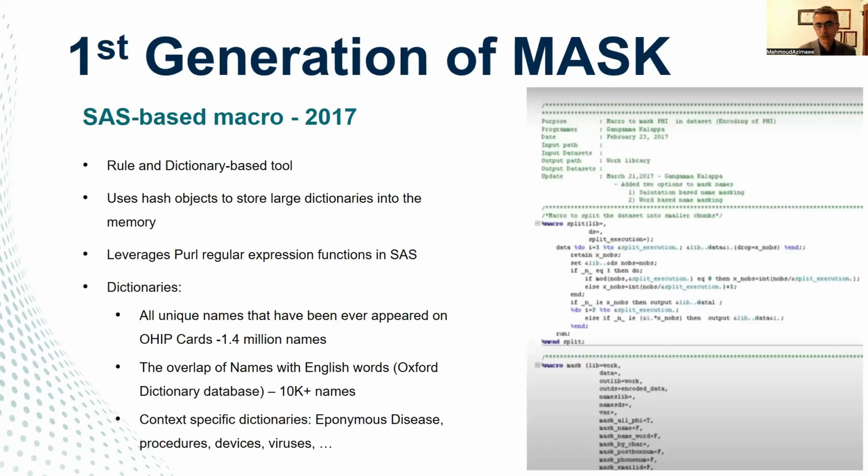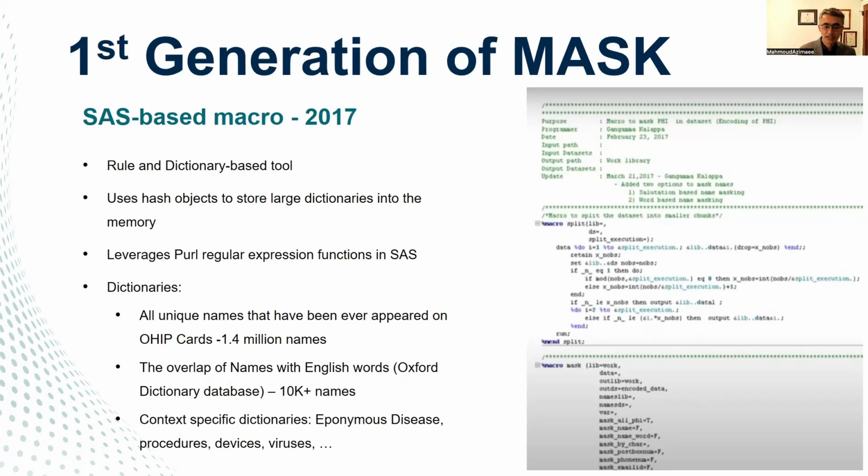So how ICS will be doing the sampling for exactly what Lisa discussed and shared with us from Manitoba perspective. We are going to use the older generation of MASK, which was developed back in 2017 at ICS. That generation of this tool was not AI-based. That was a rule and dictionary-based tool. And we used the hash objects to store large dictionaries into the memory in the SAS environment. It also leveraged Perl regular expression functions in SAS to identify the sensitive information.